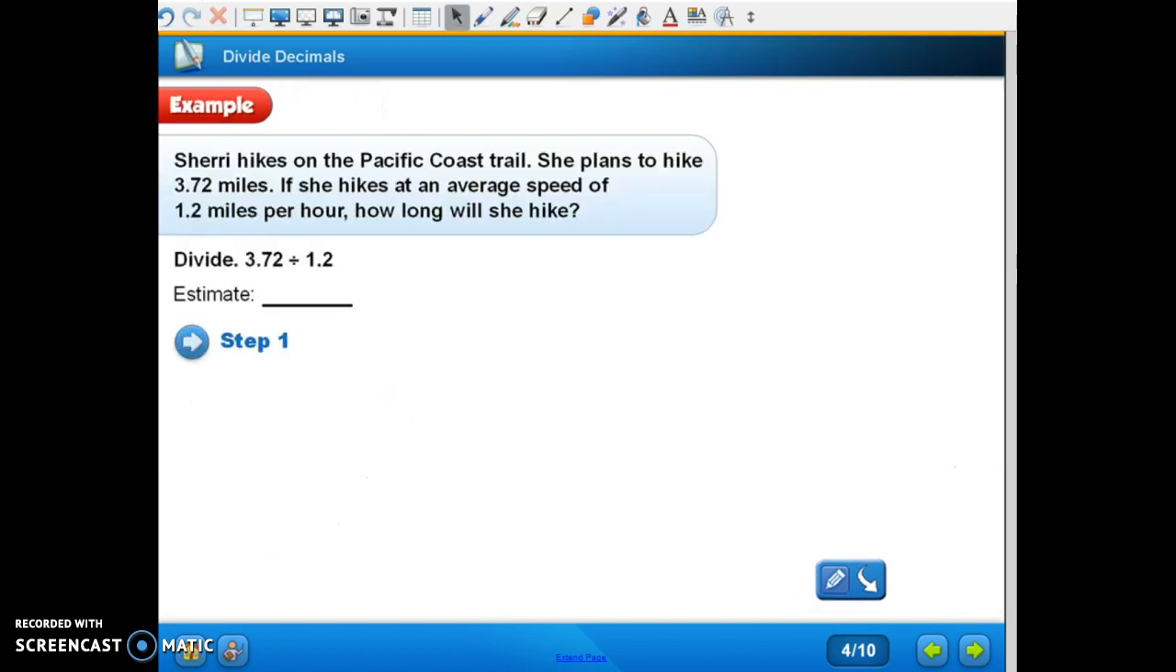Sherry hikes the Pacific Coast Trail. She plans to hike 3 7/72 miles. If she hikes at an average speed of 1.2 miles per hour, how long will she hike?